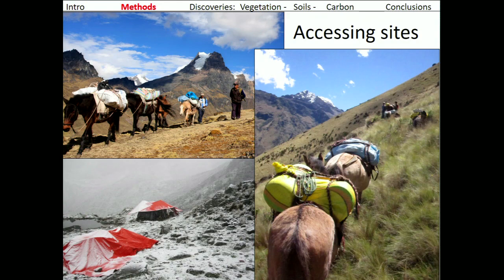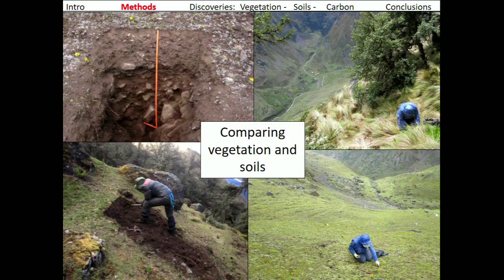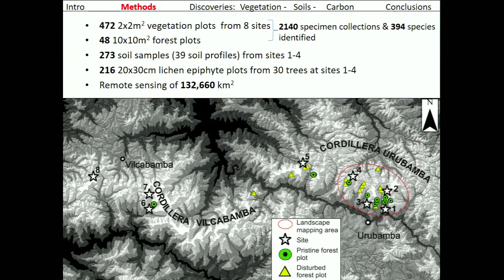And to get to these sites, we trek through some spectacular scenery, establish base camps. For months on end, we'd be camping, and we'd be climbing to access these sites. And upon arrival, we would then compare the vegetation and the soils with the surrounding accessible landscape. And we did this over 3 years. It was a lot of field work. We amassed a lot of data, as you can see here.